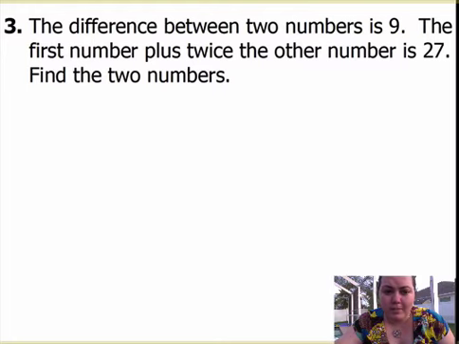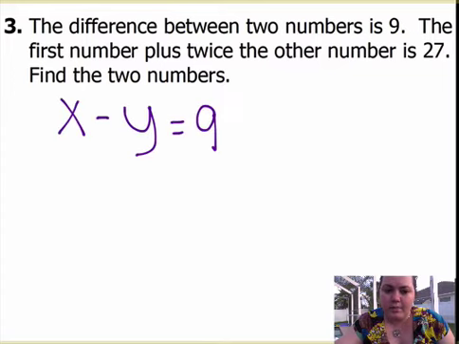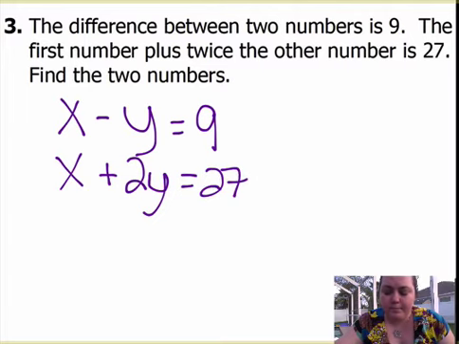Alright, number 3. The difference between two numbers is 9. Again, difference is a subtraction word. So it's going to be x minus y equals 9. Then the next one, it says the first number, x, plus twice the other number. So twice means times 2, is 27. So the first number plus 2 times y equals 27.